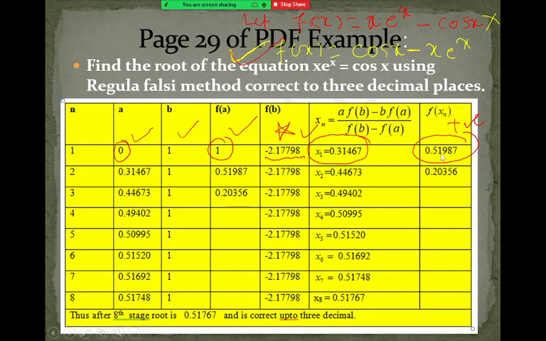So you'll observe f of x1 comes as positive. F of x1 is positive. So now we should replace a by x1. Right now I have taken 5 decimals, but minimum 4 decimals should be there. I generally say you should have a minimum of 4 decimals. If you take 5 or 6 decimals, you'll get more accuracy again, but it's better to write at least 4 decimals.